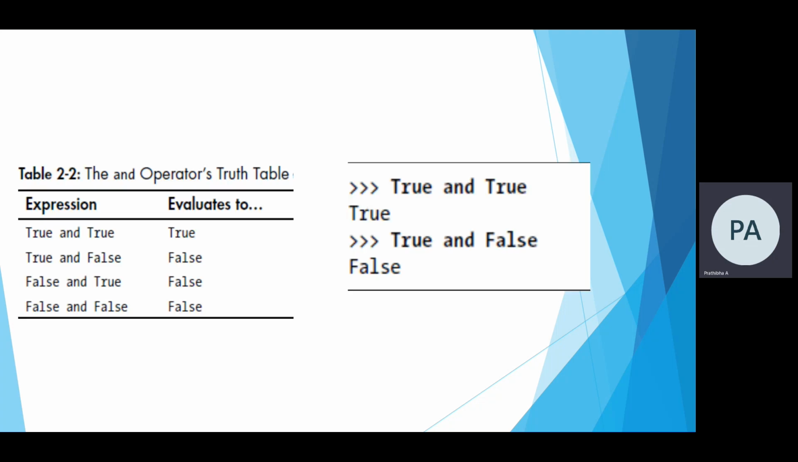So you can see here, if I have true and true, it results in true. True and false results in false. Next, you can see other expressions like false and true will be false, and false and false will also result in false.